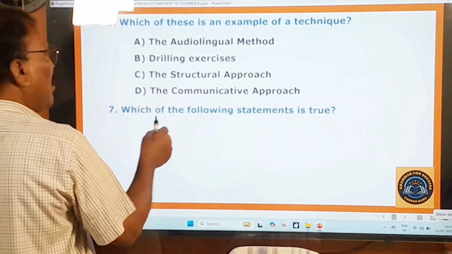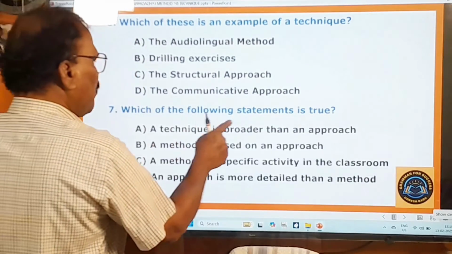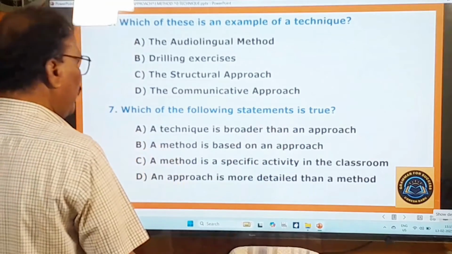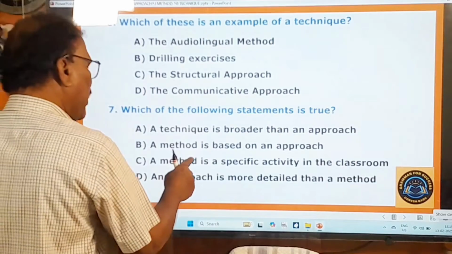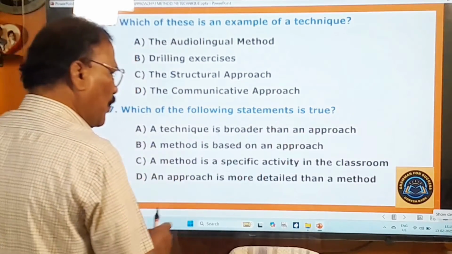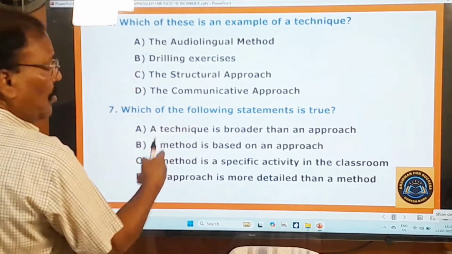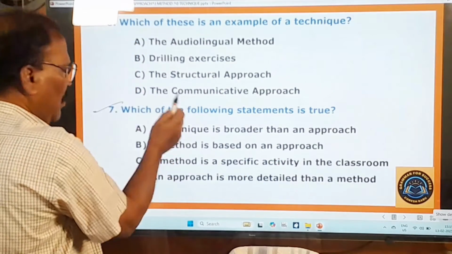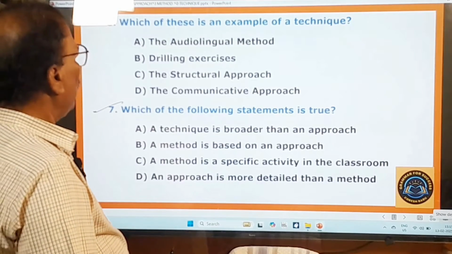Seventh question. Which of the following statements is true? A technique is broader than an approach. A method is based on an approach. A method is a specific activity in the classroom. An approach is more detailed than a method. You know, this was a beautiful question. You can easily answer it. Okay, right. Now you move on to other questions.